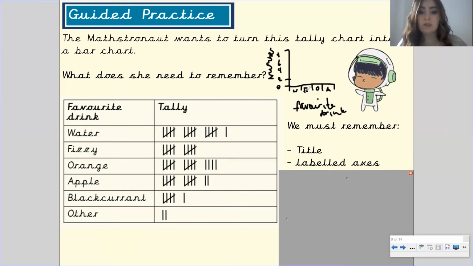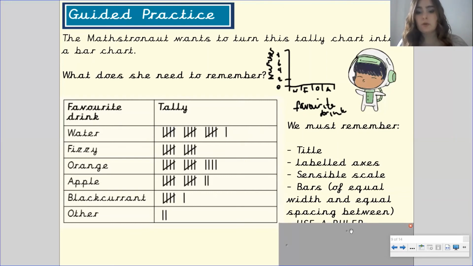So it's really important that we label the axes as well, because it tells us the bits of information that we need. You need to make sure it's at a sensible scale. So as I said here, we could go up in twos by looking at the highest number that we have, and then putting the scale up to suit that. You're not going to have your scale going up to 100 if your highest number is 16 on your tally.